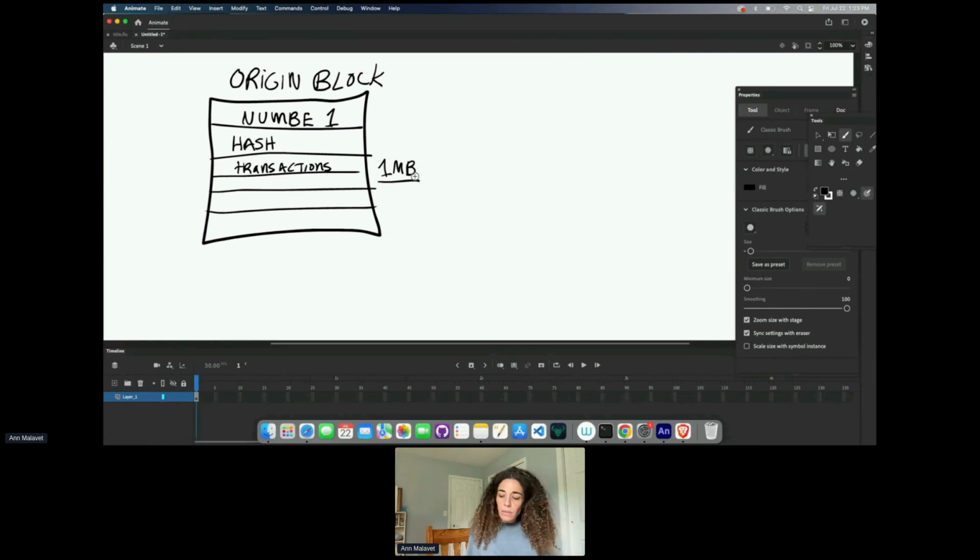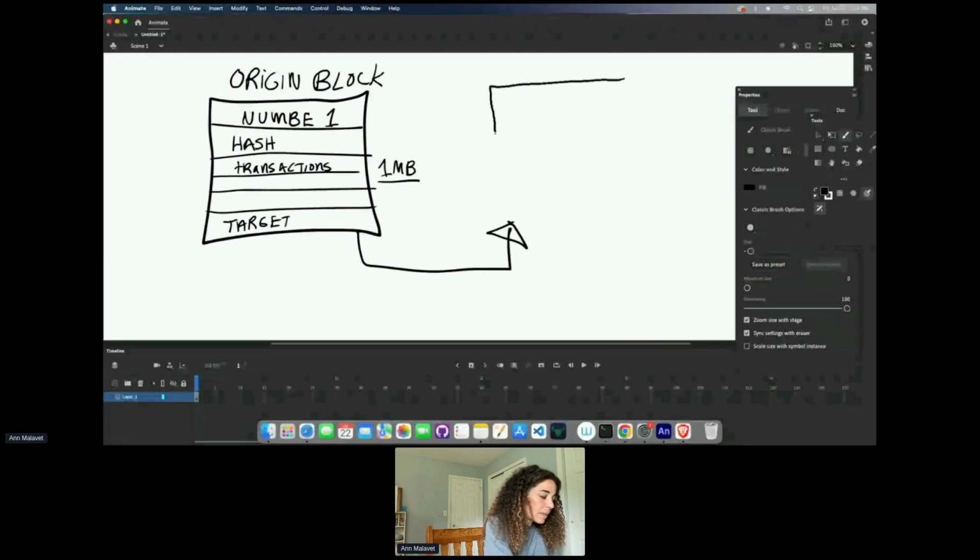Okay, so what else would it have? I have my notes here about what would be in a block. It could also have what's called a target, which is really what people talk about with mining and how difficult it is to find the next block. So this is going to be this origin block here. And once this block is filled up, we are going to create another block, and this block is going to be added to the blockchain here.